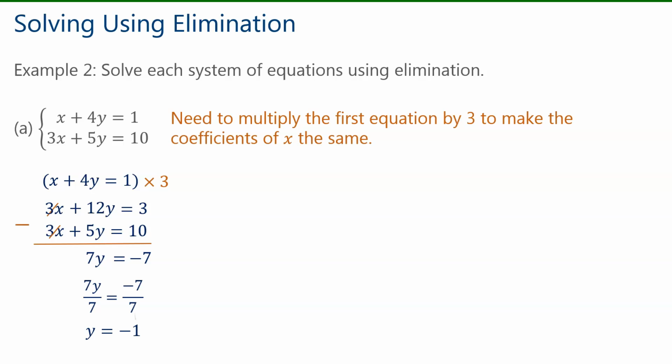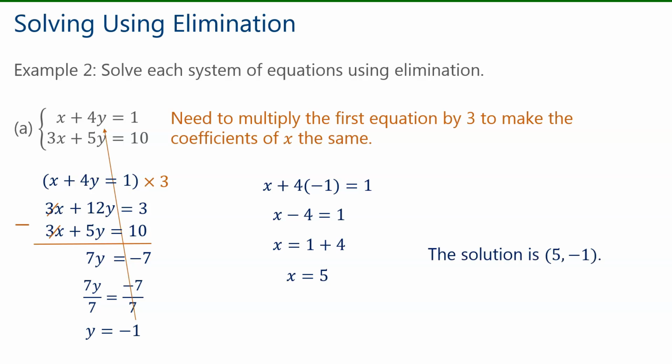Now let's plug that into the first equation right here for y. So we have to work out x plus 4 times negative 1 equals 1. Simplifying that, I get x minus 4 equals 1. Now I'm just going to bring the negative 4 over to the other side, so I can add that with the 1, giving me that x is 5. So our solution is 5, negative 1. I'm not going to write out the steps for the verifying, but you can go ahead and do that if you like.